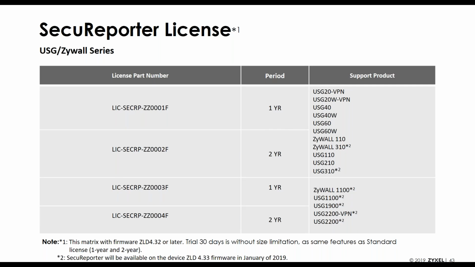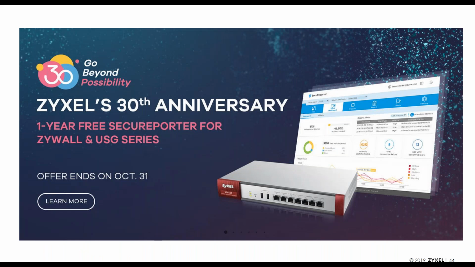Secure Reporter for the devices can be bolted on as an individual license. The part codes are in front of you. For the USG range and the ZyWALL range, they're there in the 1 year or 2 year period. As I say, it's included on the ATP with the Gold service, so you will get that included with it as well. And to celebrate Zyxel's 30th anniversary, we are offering 1 year free Secure Reporter for the ZyWALL and USG series.